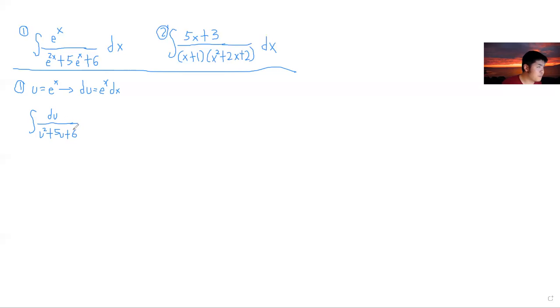And we want to see if we could divide the denominator, if we could simplify this at all. But we can't simplify this, so we look at the denominator and we break it apart. u squared plus 5u plus 6, I'm going to write it like this: 1 over u plus 2, u plus 3 du.